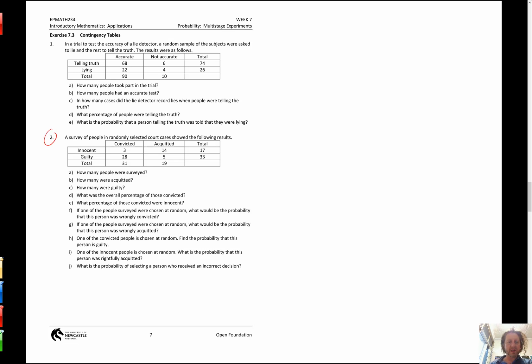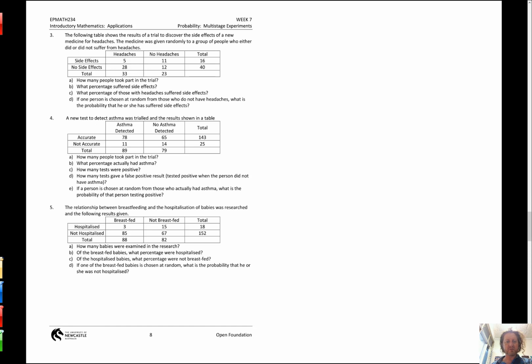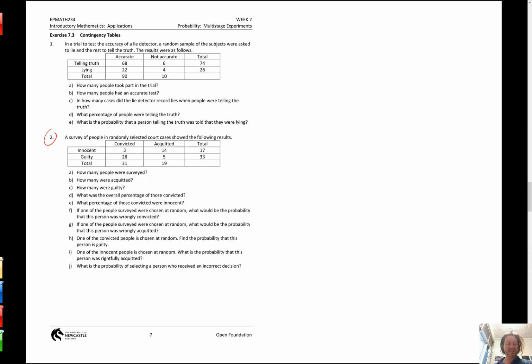A survey of people in randomly selected court cases showed the following results. Actually, I said I was going to do one where I had to fill in some stuff. Oh, they're all filled in. I'm nice. Anyway, except for this isn't filled in. 50. The total of those two numbers is 50. The total across here is 50. By no accident, of course, there are 50 people in this survey.